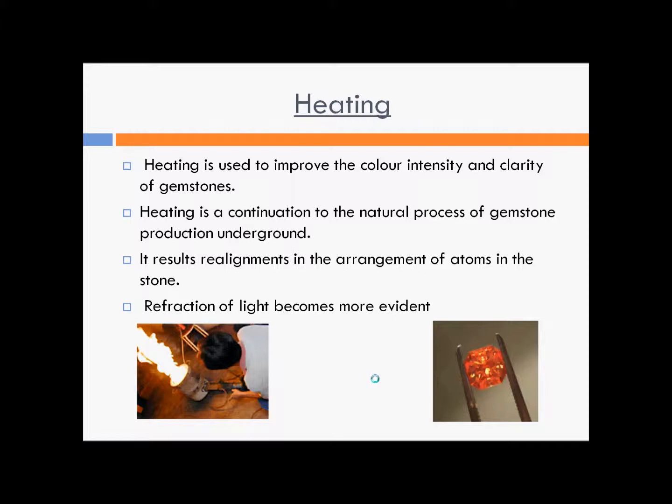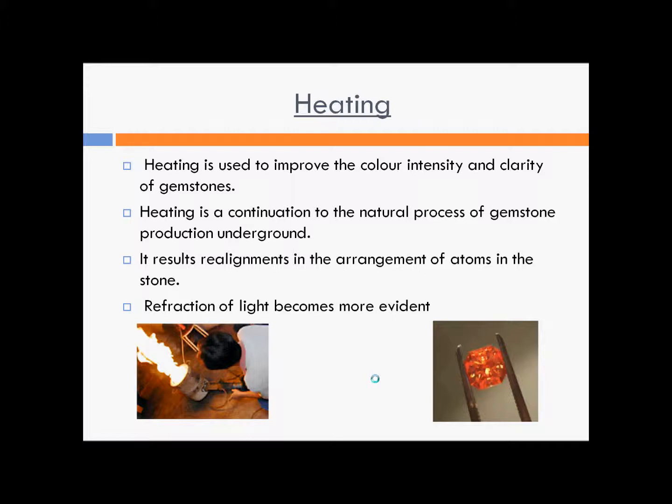Heating does not change the atomic structure of gems, but only modifies the sharing of electrons between crystals. This is really important to remember. So to summarize, heating can improve and alter gemstone color and create clarity.